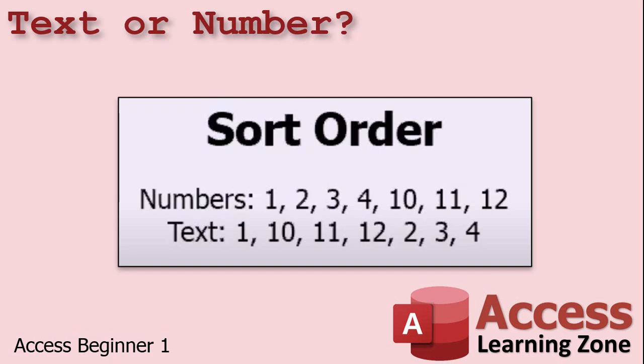So, for example, all the text fields that start with 1 will come before all of the text fields that start with 2. So it's going to go 1, 10, 11, 12, 13, and then after all those, then you're going to get 2, 20, 25, okay? So it's a totally different sort whether you've got it based on numbers or text.